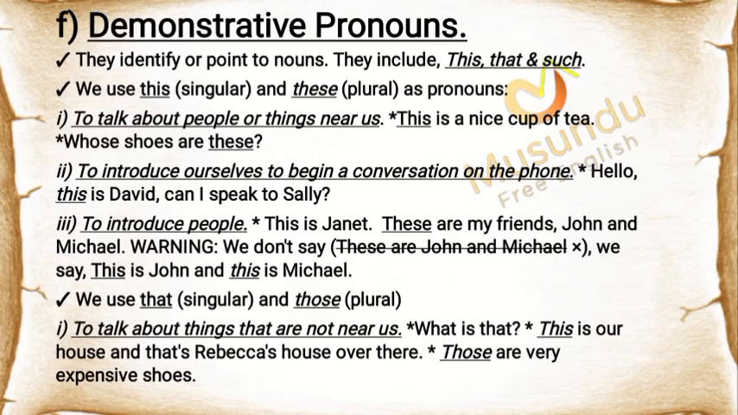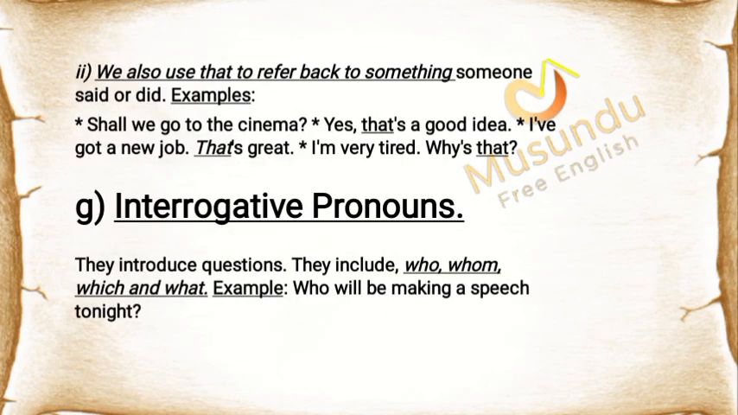We use that, singular, and those, plural, 1, to talk about things that are not near us. Examples: what is that? This is our house and that's Rebecca's house over there. Those are very expensive shoes. 2. We also use that to refer back to something someone said or did.